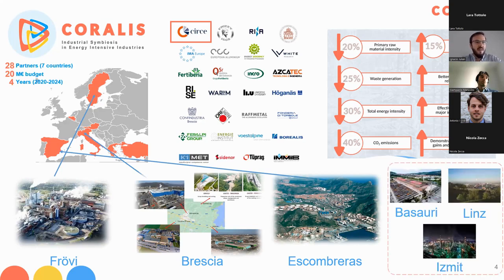As followers, we have 2 companies, Tüpraş in Izmit in Turkey, and Sidenor, which is located in Basauri in the northern part of Spain in the Basque Country. And in Linz, we have 2 merging companies, which are Voestalpine and Borealis, that are the followers of the project. That means that in the 3 demo cases, there will be real demonstration cases of industrial symbiosis, and the followers will learn from the solutions adopted in the 3 demo cases to implement them in a further stage.